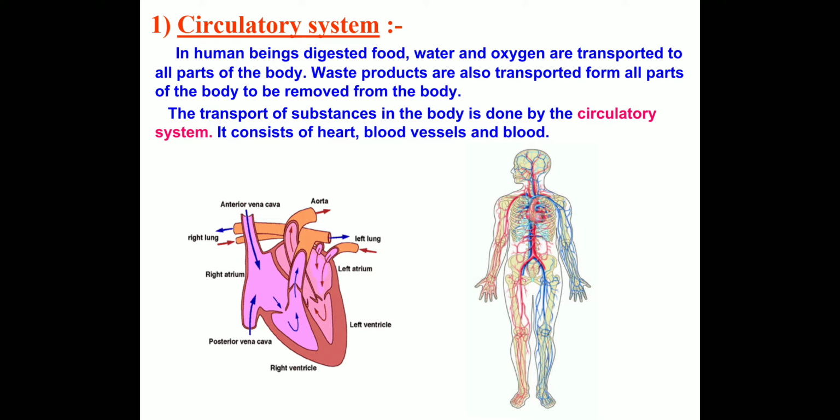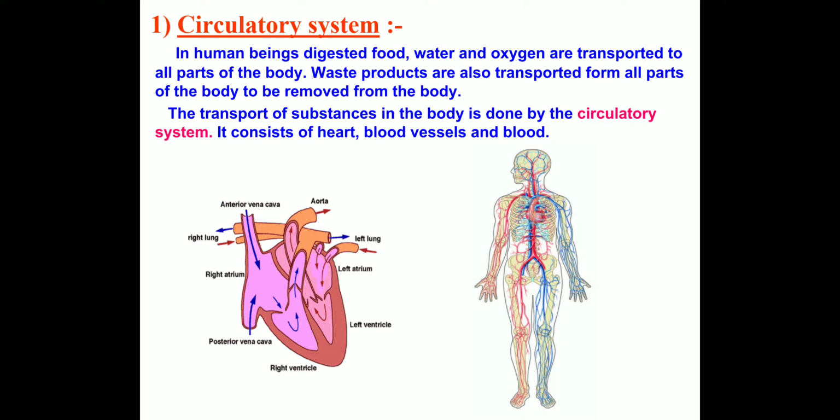In human beings, digested food, water, and oxygen are transported to all parts of the body. Waste products are also transported and they have to be removed from all parts of the body. Now, the transport of substances in the body is done by the circulatory system. This circulatory system consists of heart, blood vessels, and blood.